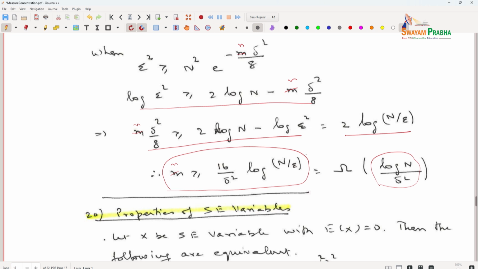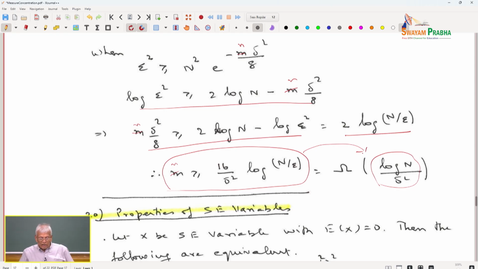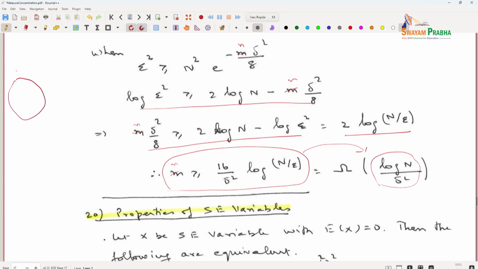So the transition from here is a simple mathematical argument. Therefore, what have we shown? If you are trying to map a set of n points from a larger dimensional space to a smaller dimensional space, the dimension of the receiving space must be at least as large as log n divided by delta square.